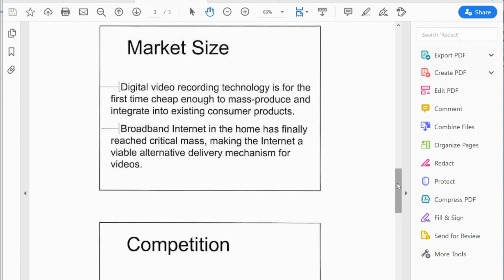Obviously, if they had the numbers, if they were able to say that 100 million households have high-speed internet and a broadband connection, or 5 million people are making videos on a daily basis on their smartphones, if they could put some numbers like that in there, that would even bolster their case.